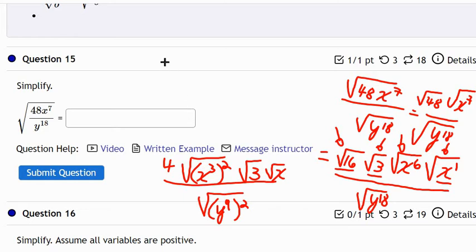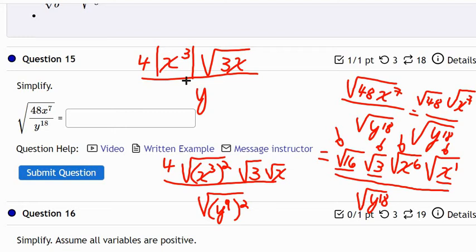So now I can finally simplify it all the way. I have the 4, which was the square root of 16. Now the square root and the square here will cancel, leaving just x to the third, but because 2 is an even number, the index being even means I need absolute value. The square root of 3 and the x are just that, the square root of 3x. In the denominator, I have the square root of y to the 9th squared. The square root and the square will cancel, leaving me the absolute value of y to the 9th. Once again, because that is a square root of a square, I need the absolute value.